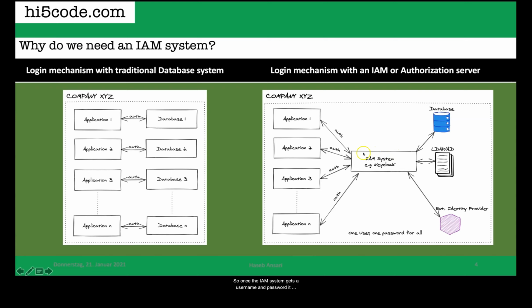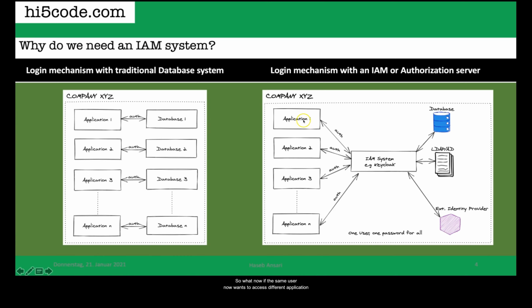So once the IAM system gets the username and password, it will check against the corresponding user source, and once it is confirmed, it will tell the application that the user is an identified and authorized user, and the user can be shown or granted the data that he is requesting. In very brief, this is also the flow of how authentication and authorization works in an IAM system.